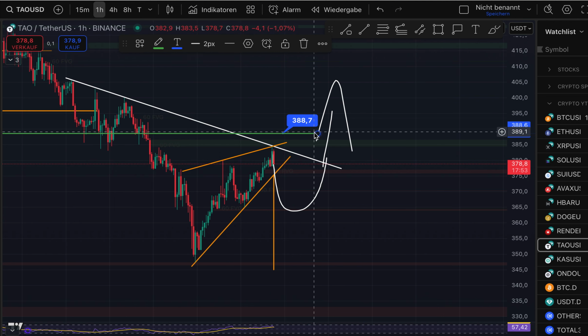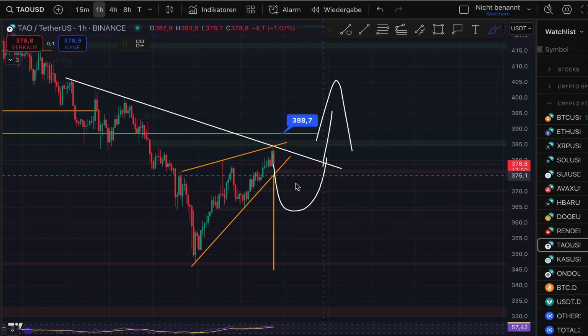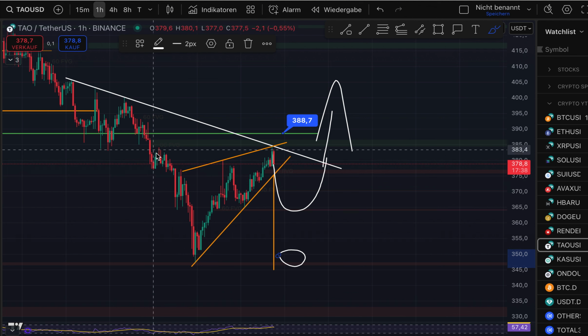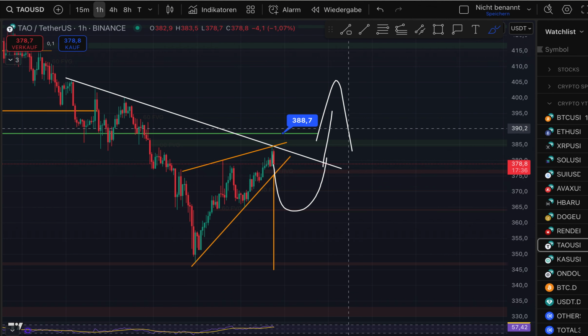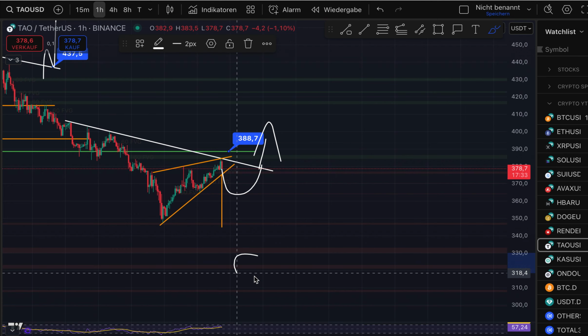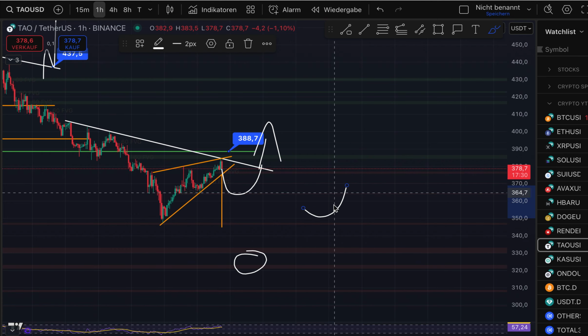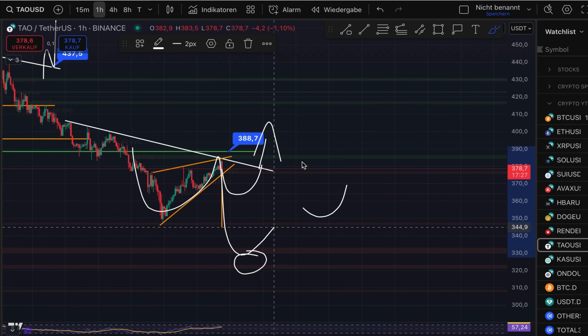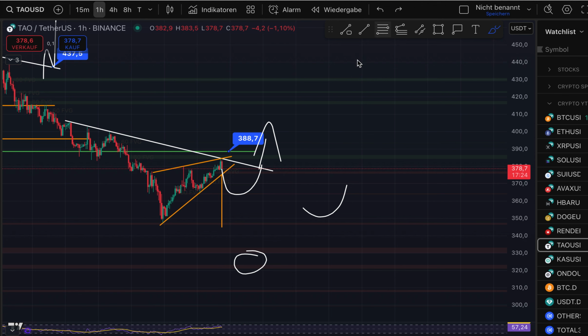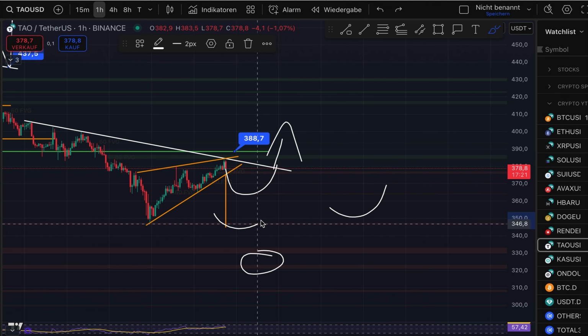So if we break the $388 to the upside, then we have to see what we formed lower than us. Did we form a higher low? Then the inverted head and shoulders formation is going to come into play. Did we get a low right here? Then the double bottom pattern is going to come into play. Or did we get a low somewhere here and then afterwards here? Then the bigger head and shoulders formation is going to come into play. So it just depends on where TAO is going to drop before breaking the $388 to the upside. And then we can take the target.